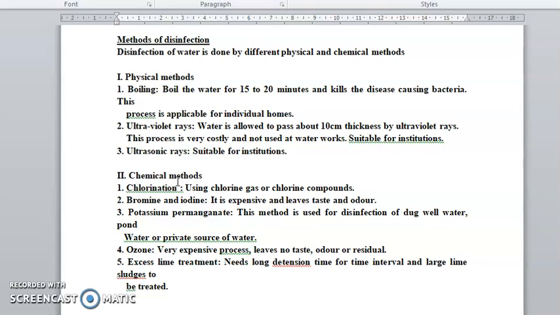Okay. Second one, chemical methods. First one, chlorination, using chlorine gas or chlorine compounds, bromine and iodine. This is expensive and leaves taste and odor. Potassium permanganate. This method is used for disinfection of dug well water, pond water or private source water. Ozone, it is very expensive. Okay, it leaves taste and odor in the residue.